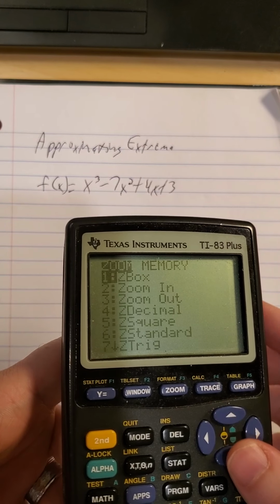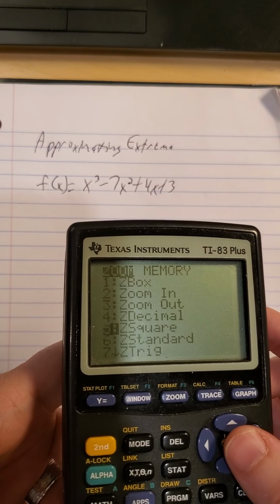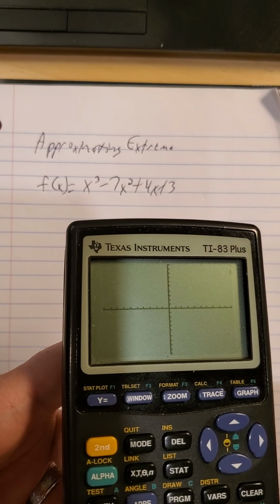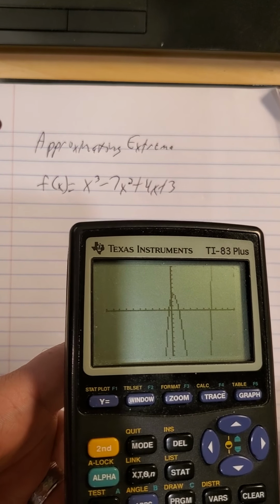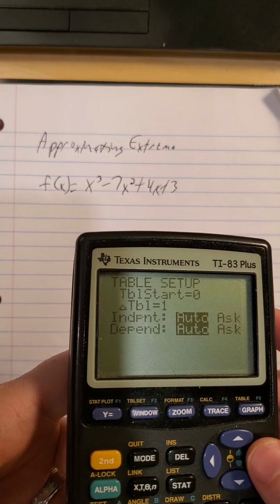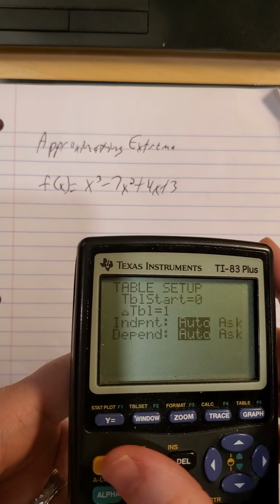So we'll start on zoom 6, the standard window, the 10 by 10, or 10 in each direction graph. As you can see here, this should be a continuous function, but it dips below where we can see. We know that that's happening, it looks like somewhere around 3, 4, or 5. So we can go to our table set, start at 0, we'll change by ones this time, and the independent will have on auto.